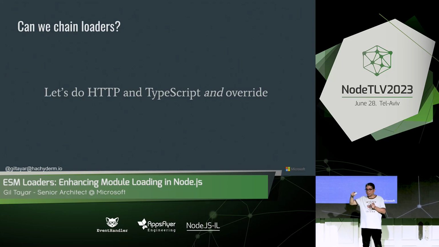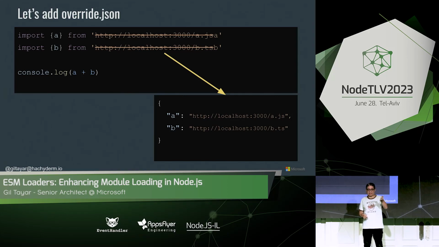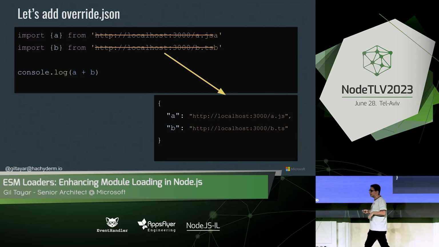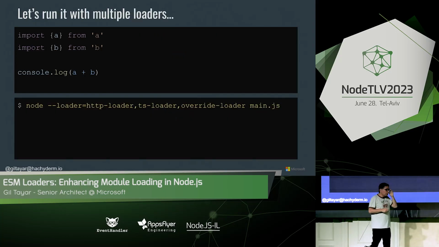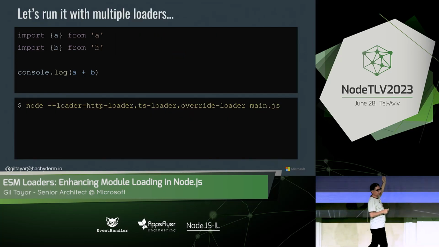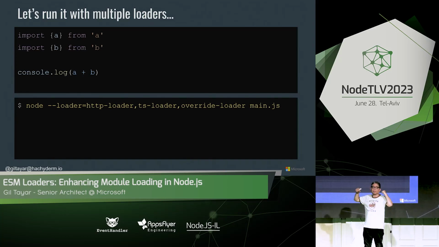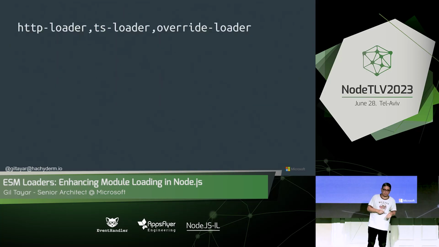And I'll show another one where we do HTTP, TypeScript, and the override. So for example, instead of the HTTP URLs, I have A and B, and I override it with overrides JSON. So I say A is HTTP and B is whatever. And we'll use the three loaders we built previously to make this example work. And this is the way. You say --loader and give the three loaders. These are symbolic names for the loaders we previously built. Obviously, it should be a little bit different. And does it work? Yes, it does. But let's see how, okay?